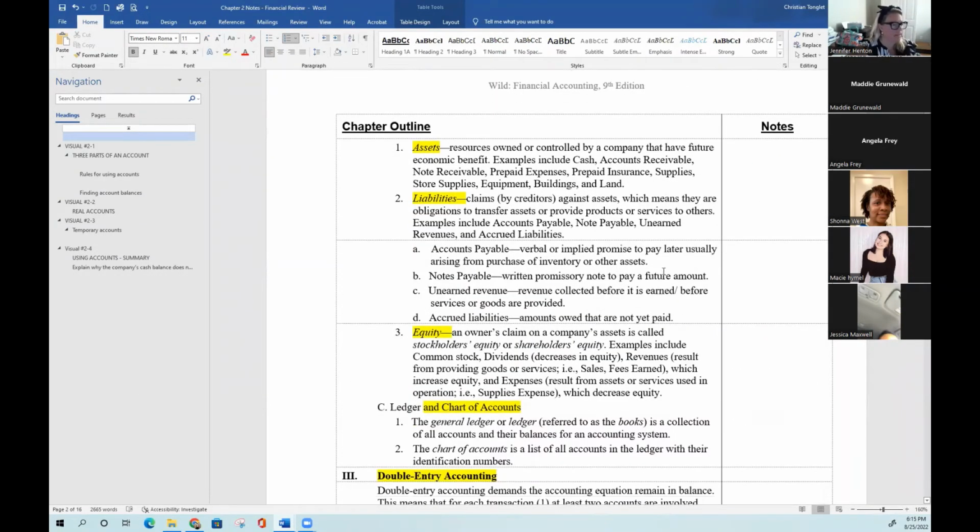So our assets are the resources that are owned or controlled by a company that have future economic benefit. So for example, cash. If we have cash on hand, we can use that for our benefit later. If we have accounts receivable, again, that's money we're going to be collecting in the future. And so we will be able to use that. It's going to benefit our organization because we have that cash coming in.